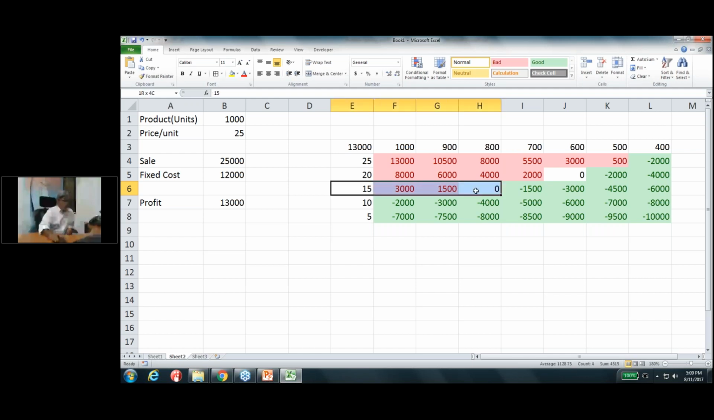So at the price of 15, you will be selling 800 units. So if that is the case, the best course of action is just implement it, and then you will see what will happen. So this is the demo of the what-if analysis of the data table, so that this will assist you in decision making.